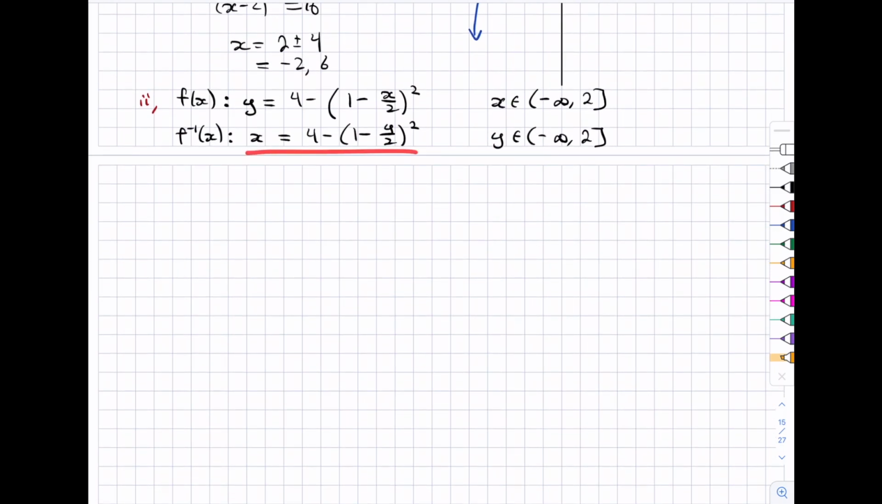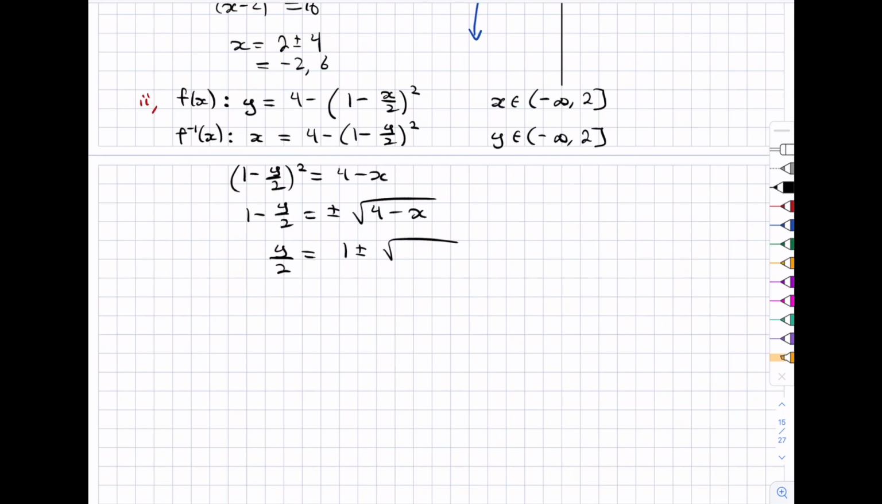Okay, so let's do the work now in order to make y the subject. So I've got (1 minus y on 2) squared equals 4 minus x. Square rooting both sides, and here you can see that by square rooting I'm introducing a plus or minus, and that's going to be resolved at the end using our restriction on y. Okay, y on 2 equals 1 plus or minus root 4 minus x, and multiplying everything by 2 gives me 2 plus or minus 2 root 4 minus x.